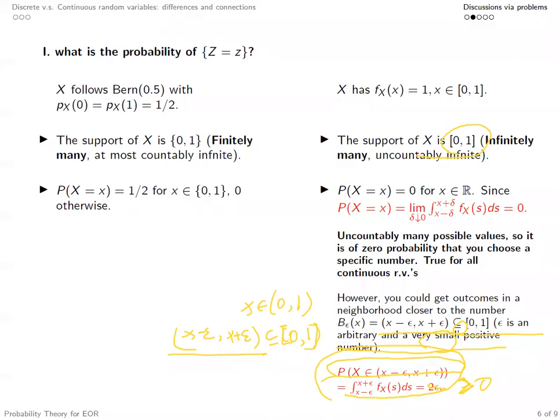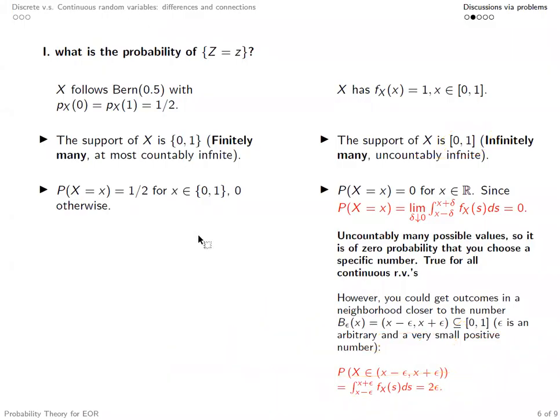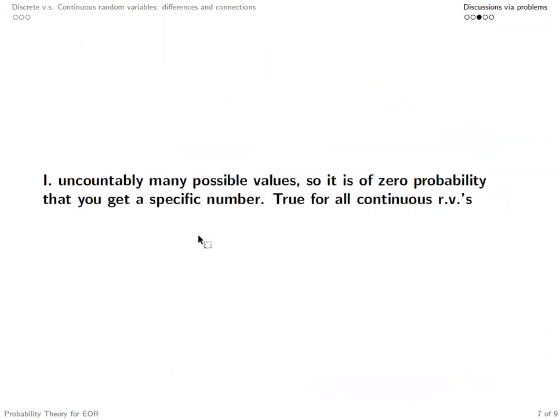Now let's summarize what we find here in one sentence. For continuous random variables, they can take so many different possible values that it is of 0 probability that the random variable takes a specific value. This is true for all continuous random variables.